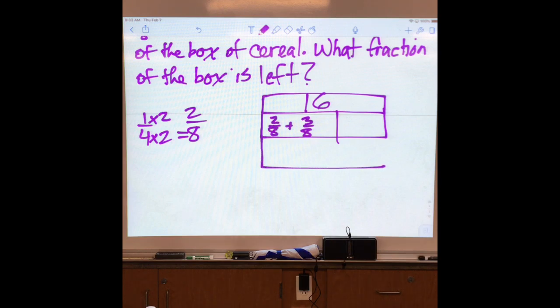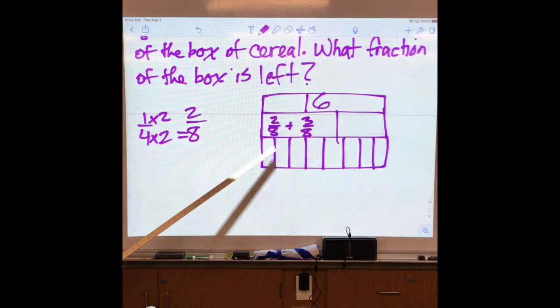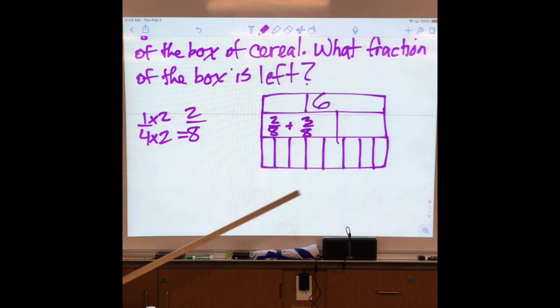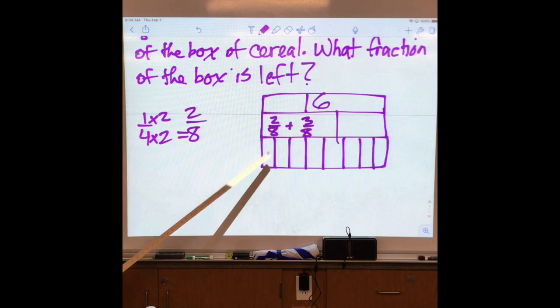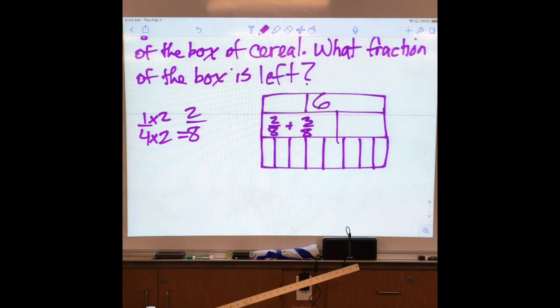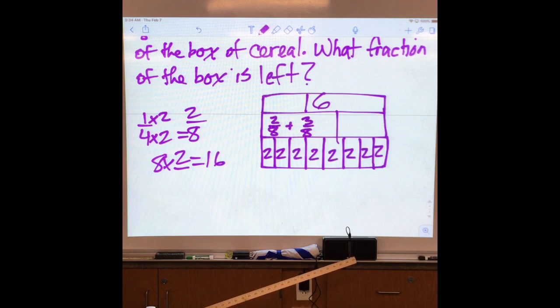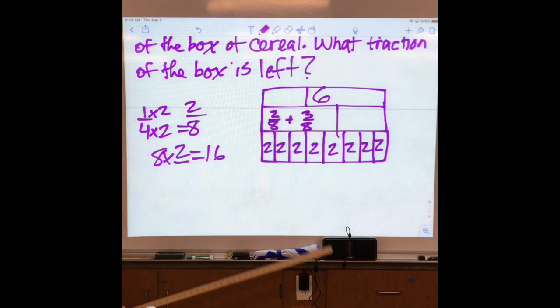Now what does that mean? That means I can cut this up into what? That's right, I can cut it into 1/8. What goes in each box? If we have 8 boxes, what are we going to put in each one to make 16? 8 times what is 16? That's right, it's 2. So each one of these is 2, right? And those are 8ths. She ate 2/8, right? So she ate this much.